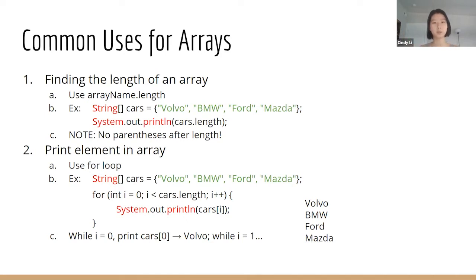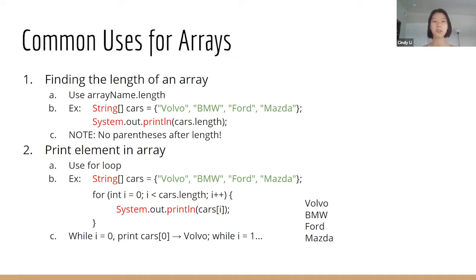So for example, string cars, still the same example. When we print this out, it will print 4 because there are 4 elements in this array. There are 4 elements separated by commas, and that's how the computer knows that there are 4 elements, so it prints out 4.